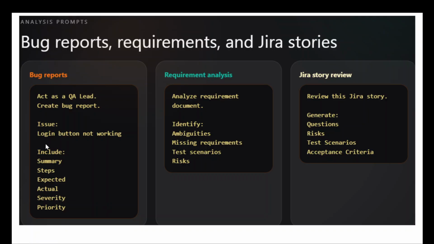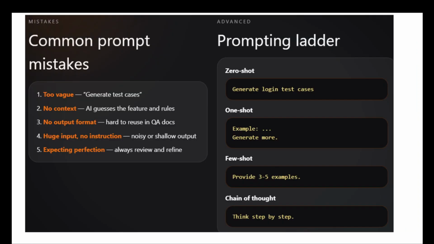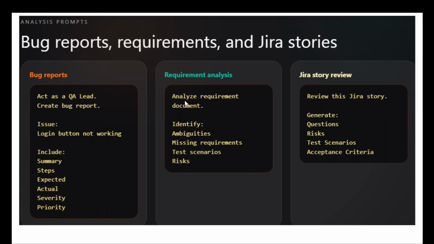For bug reports, requirement analysis, simplifying the requirement document, and Jira story review, we can also use prompts. So these are the simple high level prompts which we can use for bug reports, Jira ticket creation, requirement analysis, etc. So this is the high level concept and the areas where quality assurance engineers and SDET engineers can use different prompts in their day to day work.